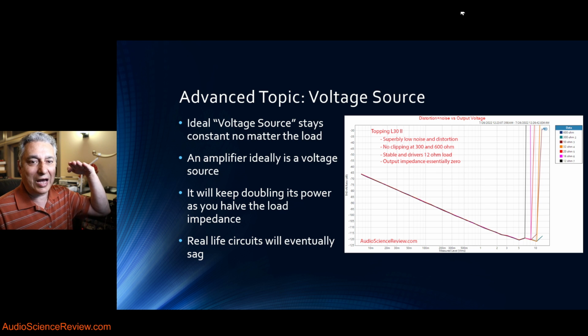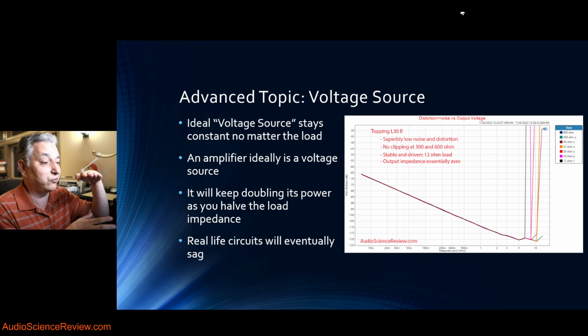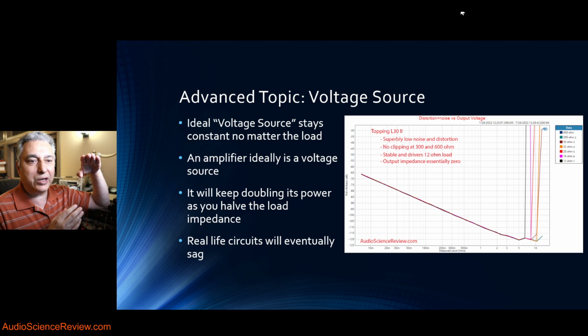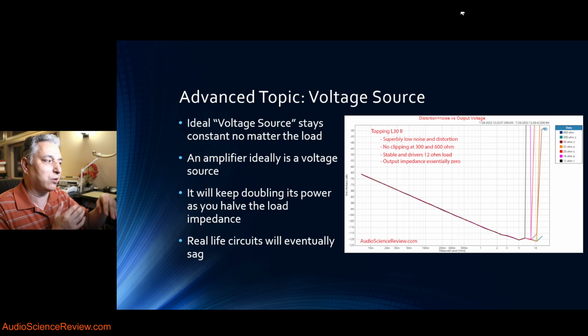What that means is that if you have an amplifier that's a voltage source, if you keep lowering the load impedance and make it smaller and smaller, you actually get more and more power. So when you go from 8 ohm to 4 ohm, you double the power. You go to 2 ohms, you quadruple the power. If you go to 1 ohm, it goes 16 times the power. It keeps doubling up forever. In reality, we don't get that because building such an amplifier that can sink so much current is very hard to impossible. So at some point, the voltage actually starts to sag, and you don't get that ratio of doubling.